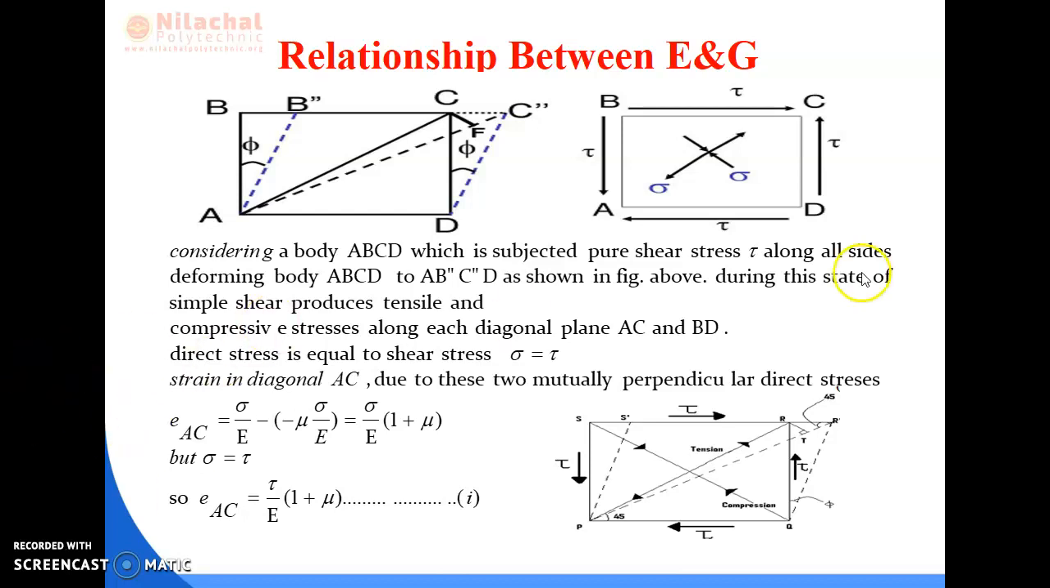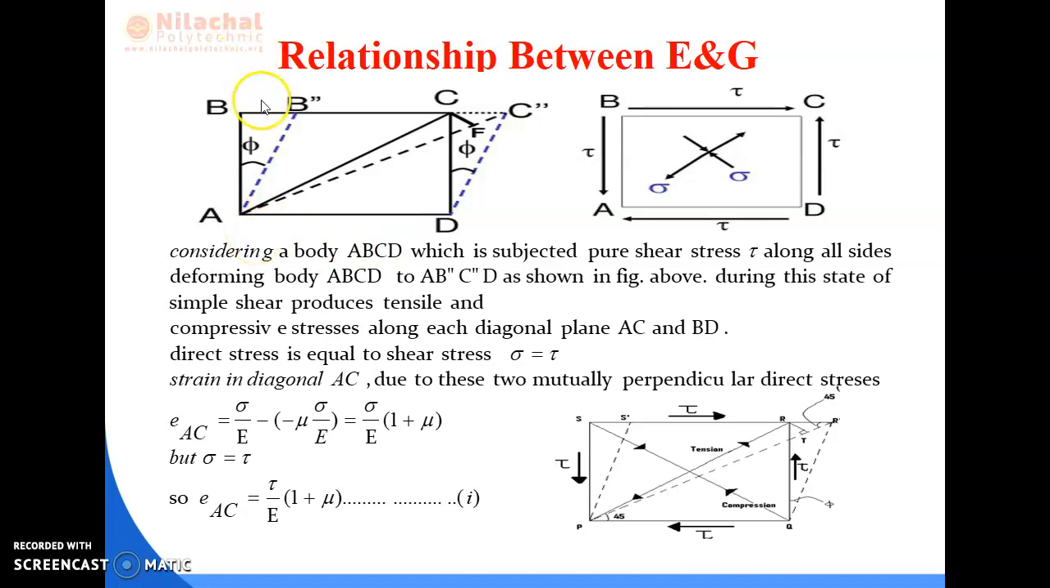Modulus of rigidity means the ratio of shear stress to shear strain. Now you have to understand what we mean by shear strain and shear stress. As shown in the figure ABCD, AD is fixed and BC is free. Now we are going to apply the shear stress along B to C and D to A.